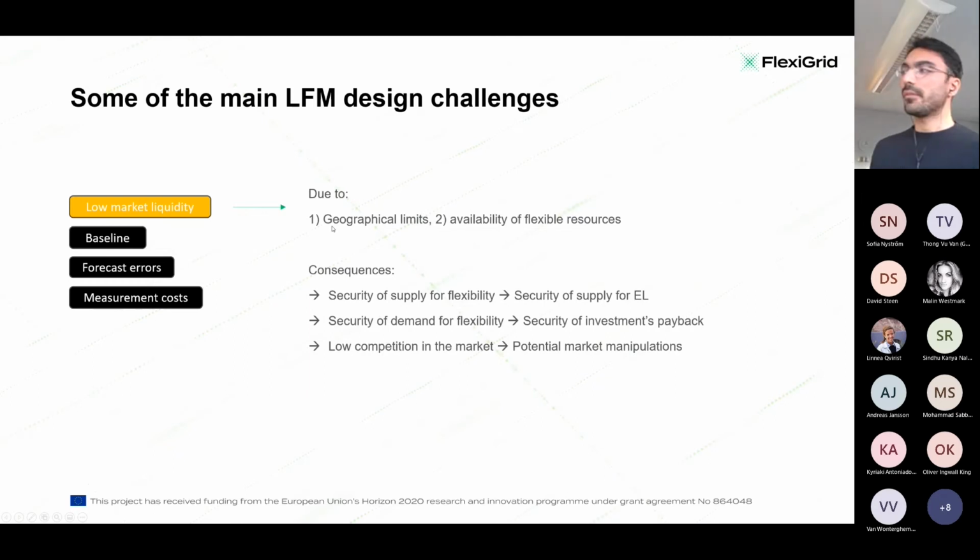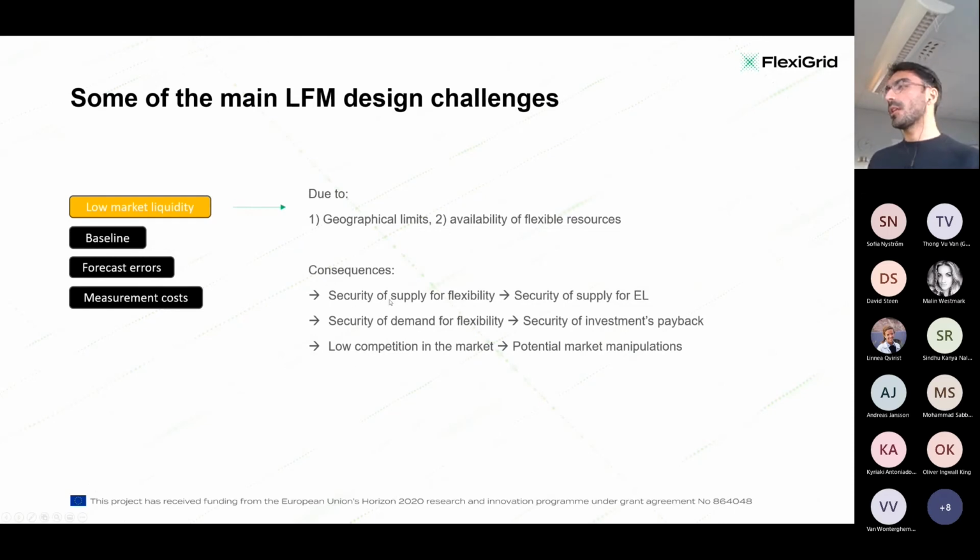First is due to geographical limits. Imagine a neighborhood in Gothenburg: how many flexible users or consumers are available downstream of a transformer? It might be very limited by the geography of the area. Availability of flexible resources can be another reason, maybe an issue through the transition. Do we have enough flexible assets available or not? How can we increase that?